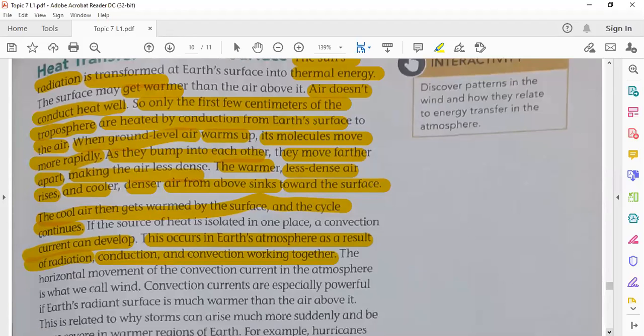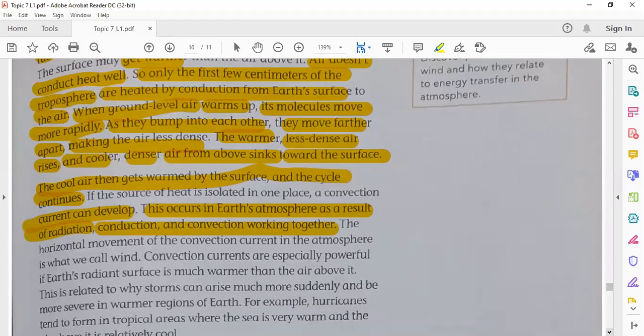Now, every time we always say wind, wind, wind. What is the meaning of wind? It is the horizontal movement of the convection current in the atmosphere. Okay, this is the meaning of wind.